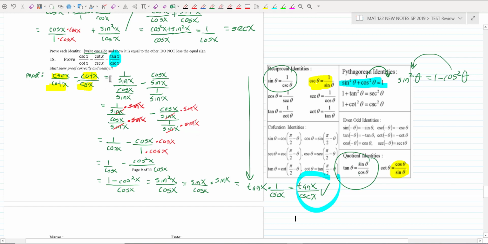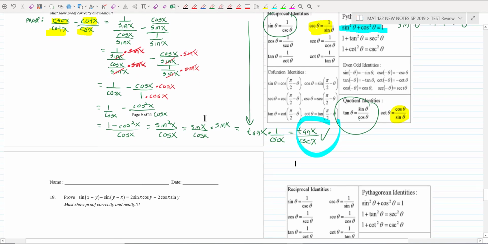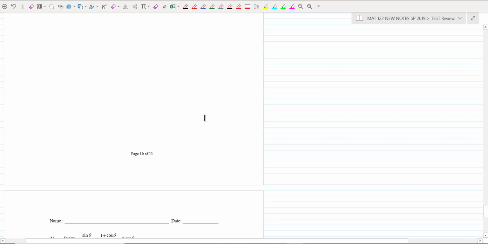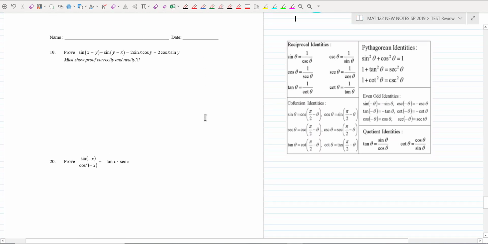I could have written this proof in a little bit different way. Okay, so let's go to the next thing here. I'm going to do a few more of these. On the next one, again, you want to pick the side that's the most complicated to you. In this case, it looks like they're about equally complicated, but when I see this popping up, that makes me think of the sum difference identities.